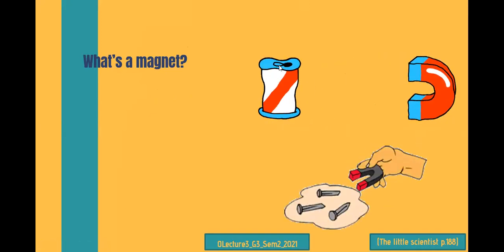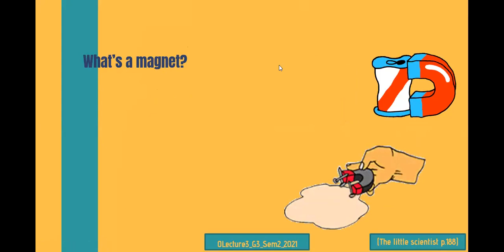Yalla, Jad Hassan. How can you define a magnet, Jad? What's a magnet? Hadi, help me with this. Hadi and Jad, yes, what's a magnet?